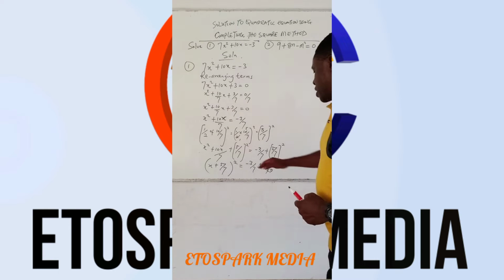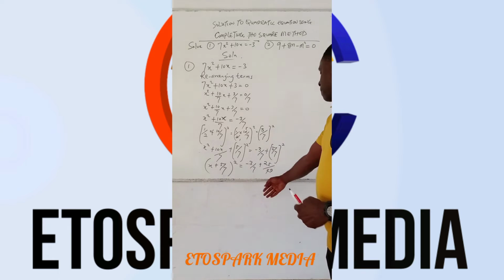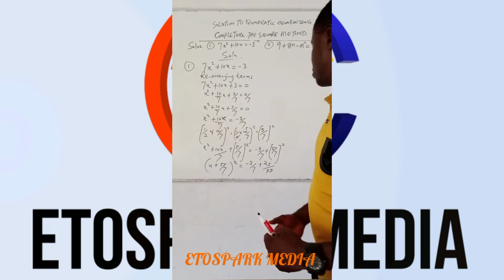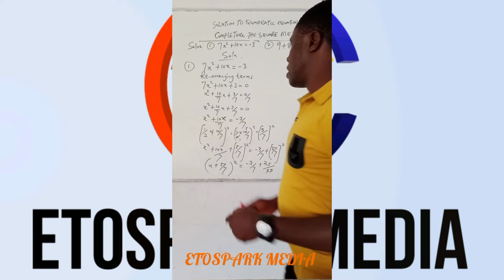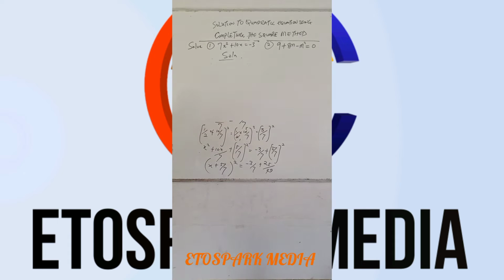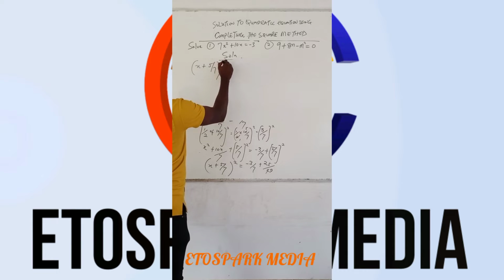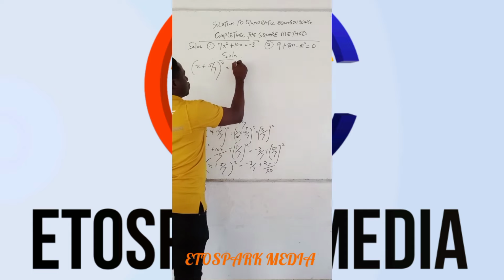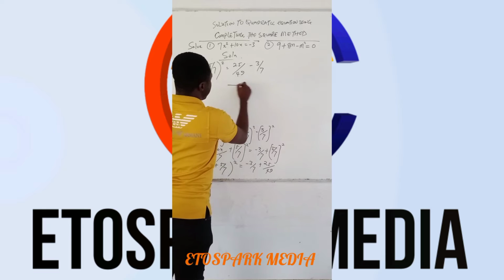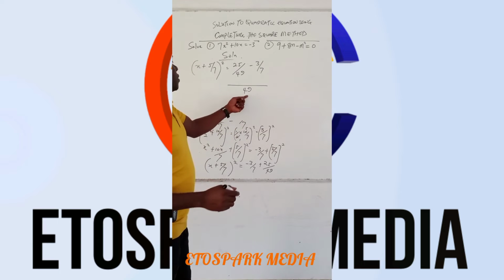The next thing we need to do is to simplify this by taking the LCM of the denominators, dividing the LCM by each of the denominators, then multiplying the result with each of the numerators. So this will become x plus 5 over 7 all squared equals 25 over 49 minus 3 over 7, by rearrangement. And here we have the LCM as 49. The LCM of 49 and 7 is 49, and we divide it by each denominator.